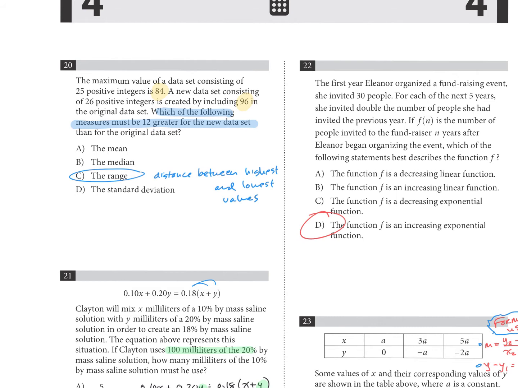So the only thing that's going to change drastically, the median is barely going to change, right? It's going to change from the middle number to the next number over. The mean is going to change a little bit because you're going to add a new number and divide by a new number. But the range is the thing that's going to change the most. That's going to change by 12 because the range is the distance between the highest and lowest value. In this case, that would be the thing that increases by 12. So that was the answer to 20.